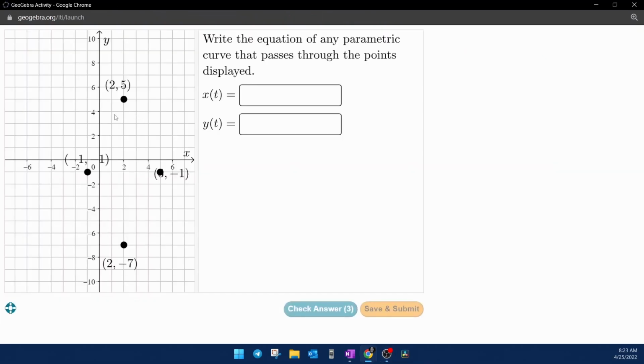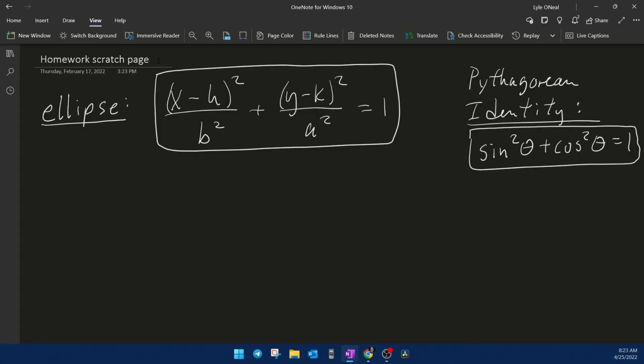And if you can tell by looking at these points, it appears that this would make an ellipse. Although it says write the equation of any parametric curve, we're going to use the fact that this is in the shape of an ellipse to come up with our parametric equations. So, if we go to our scratch work, we're going to be making use of two formulas that we have previously covered in the course.